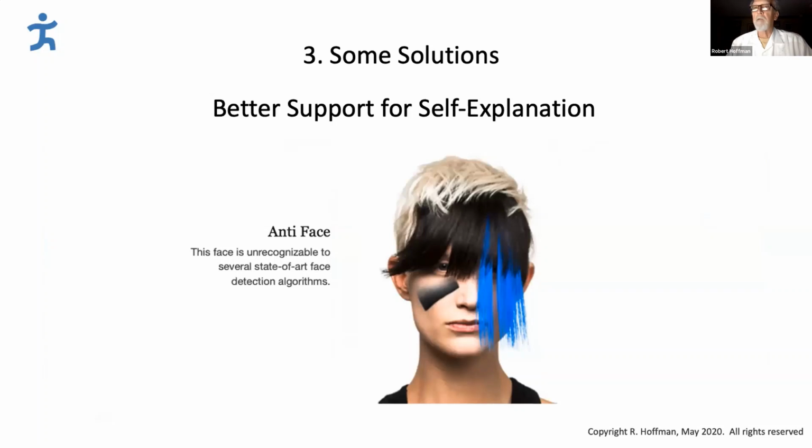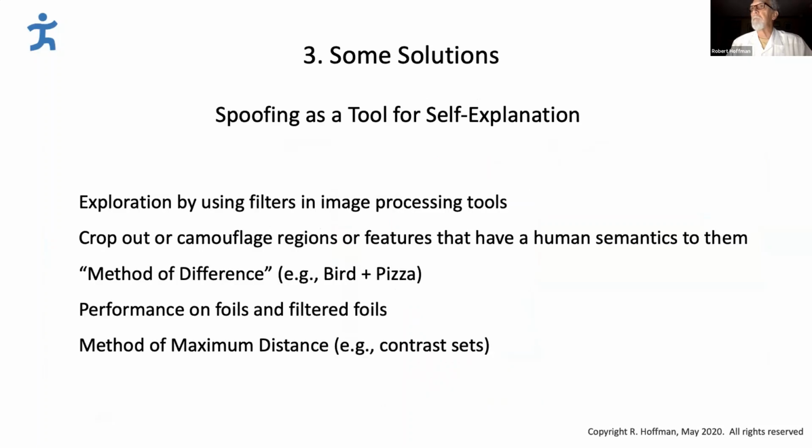And some people are taking this quite seriously, for example, to protect themselves from Big Brother, as this example shows. So people could use the filters and image processing tools to explore what happens to a machine learning system. They could crop out or camouflage regions or features that have a human semantics to them and see if that changes the machine's determination. They could apply the method of difference, which is an experimental logic that comes from John Stuart Mill in the 1800s.